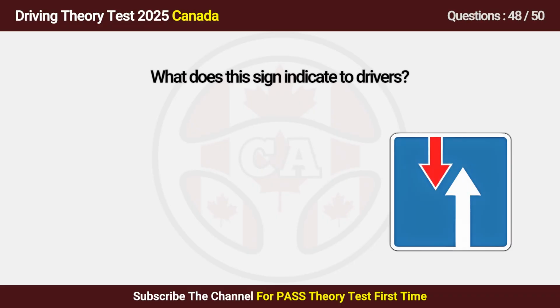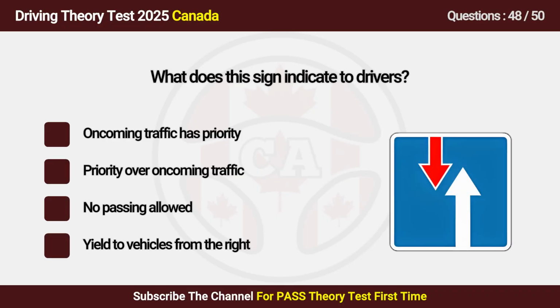Question 48. What does this sign indicate to drivers? A. Oncoming traffic has priority. B. Priority over oncoming traffic. C. No passing allowed. D. Yield to vehicles from the right.